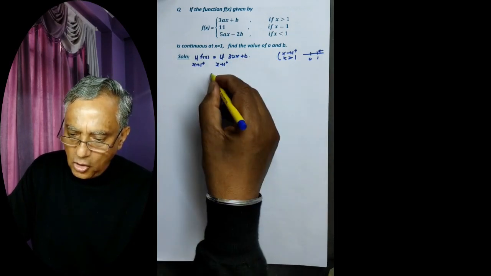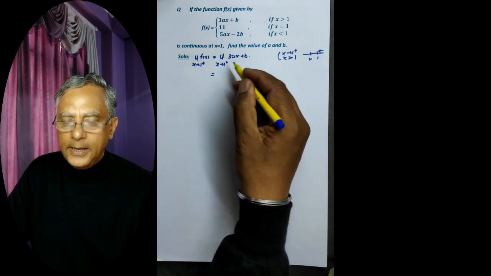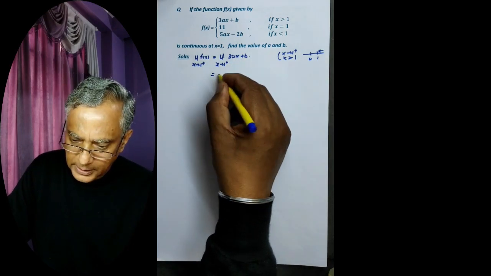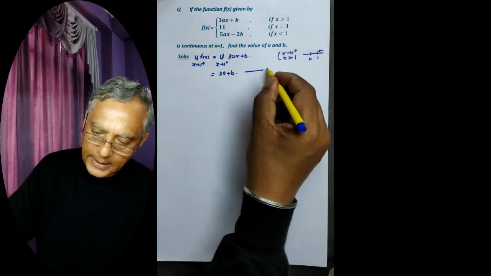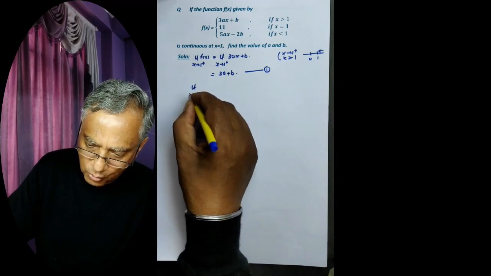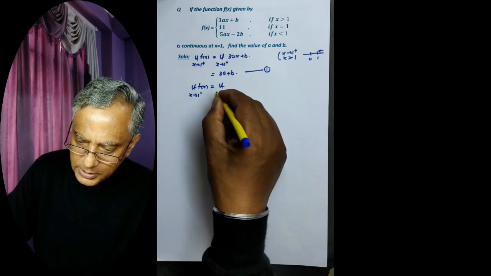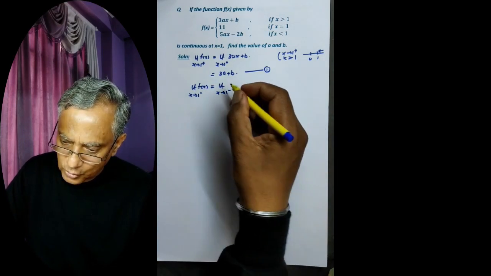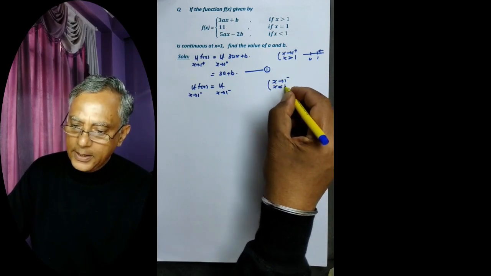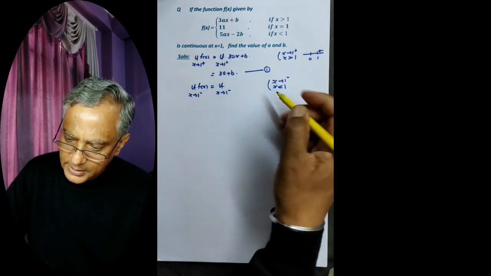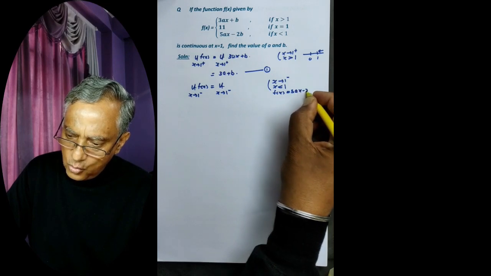Now this is not in the 0 by 0 form, so we can directly substitute. This is not in indeterminate form. This is equal to 3a plus b, say 1. And the limit as x approaches 1 from the negative side of f(x) is equal to the limit as x approaches 1 from the negative side. This will mean x approaches 1 from the negative side, x is less than 1. So the value of the function is this.